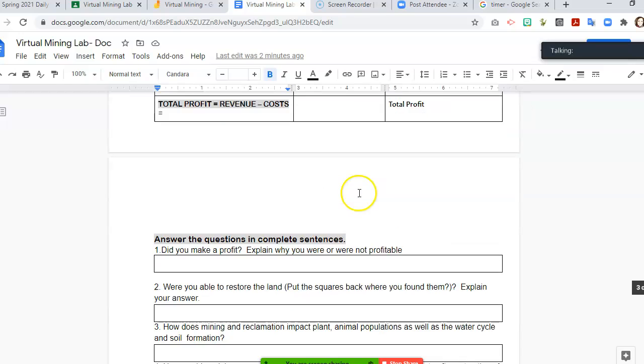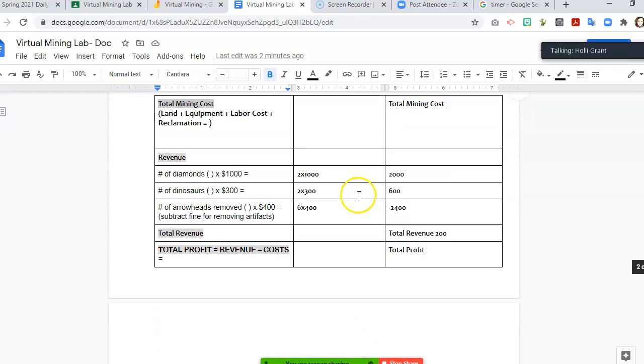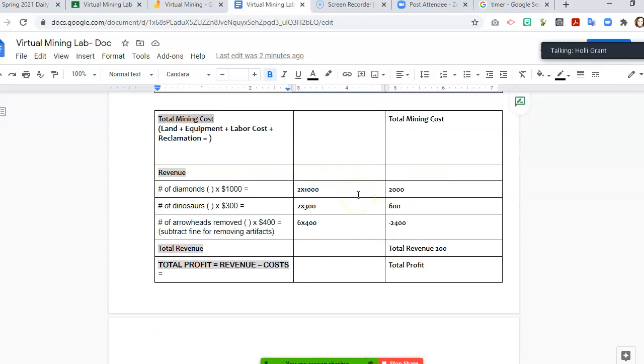Okay. So, does anybody have any questions on the revenue itself? Did anybody make any money? What'd you make, Zaida? So you spent 2,000. So subtract 6,000. So subtract your cost minus that. That'll give you your total profit.